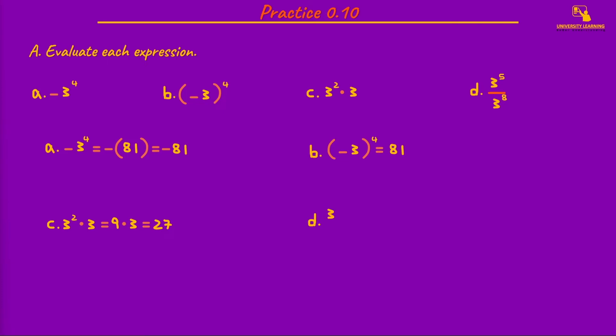We have 3 to the 5th over 3 to the 8th. Since we have the same base, which is 3, we can subtract the exponents. So it will equal 3 to the power of 5 minus 8, and it will result in 3 to the power of negative 3. Since we have a negative power, the result will be in the denominator, and it will equal 1 over 27, which is 3 multiplied by itself 3 times.